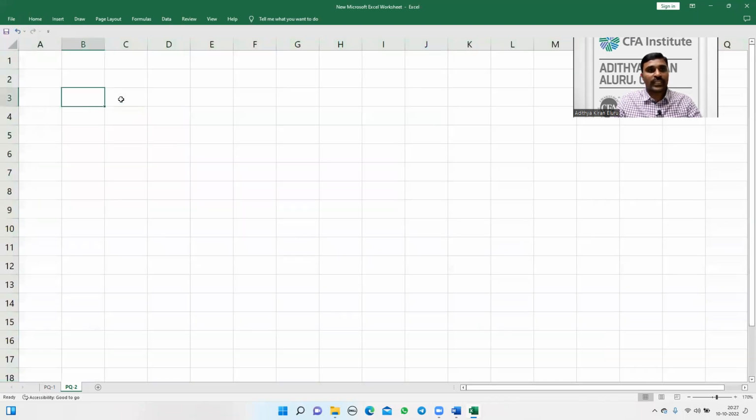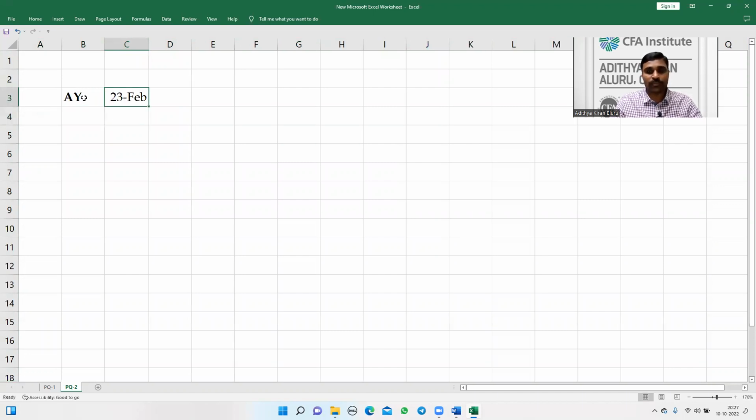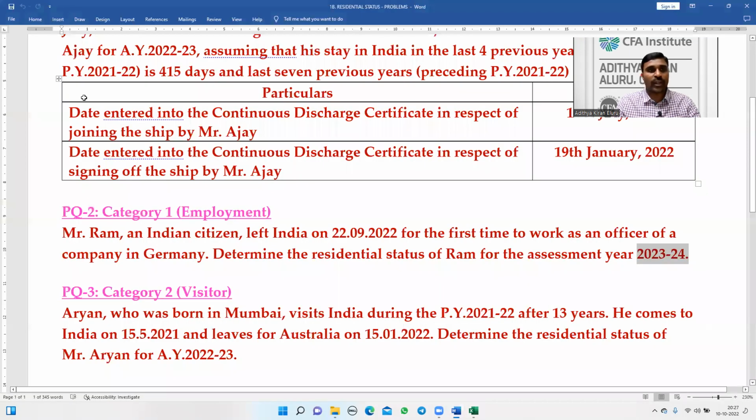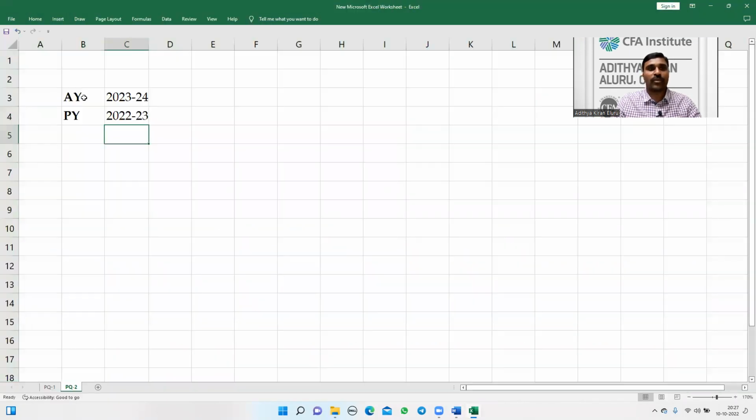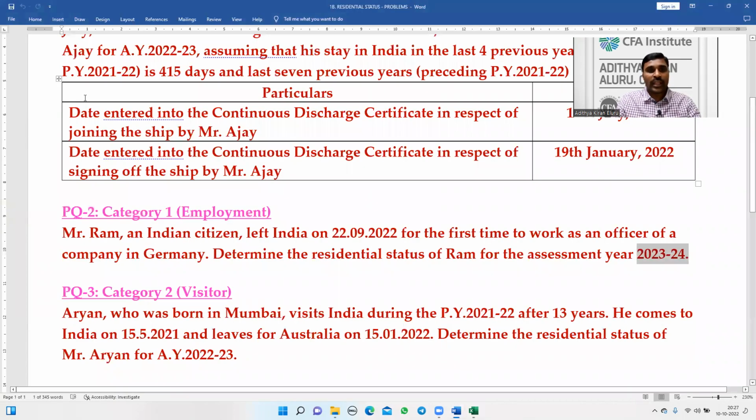So what is the assessment year? The assessment year is 2023-24. Obviously the previous year would be 22-23, that is, 1st April 2022 to 31st March 2023.